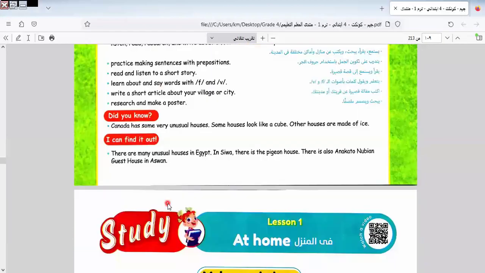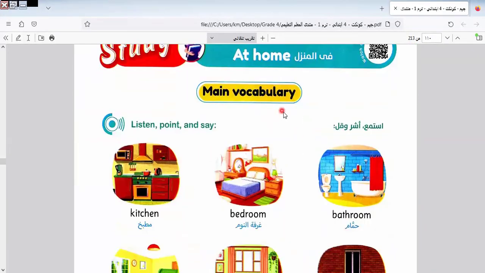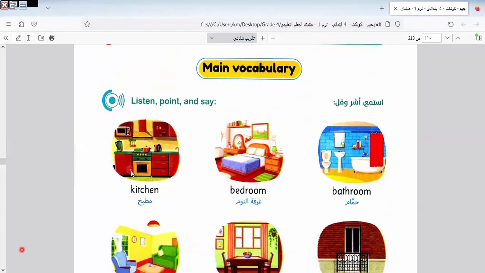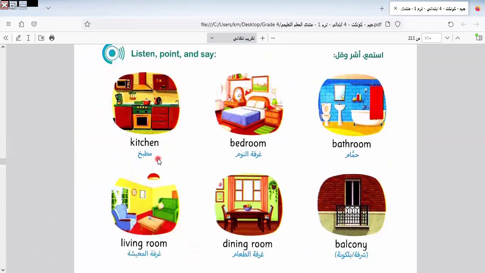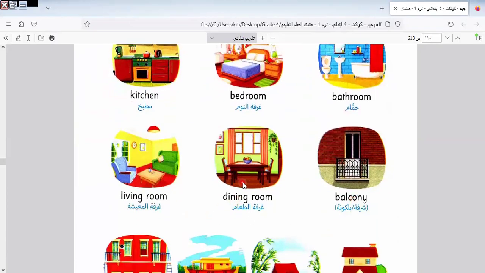Let's go. Here we have some main vocab. I would like you to know it with me, which is kitchen. These are the rooms in our home. In our home, we have what? We have kitchen, bedroom, bathroom, balcony, dining room, the place where we gather with each other to eat food, to eat our meals, and living room.